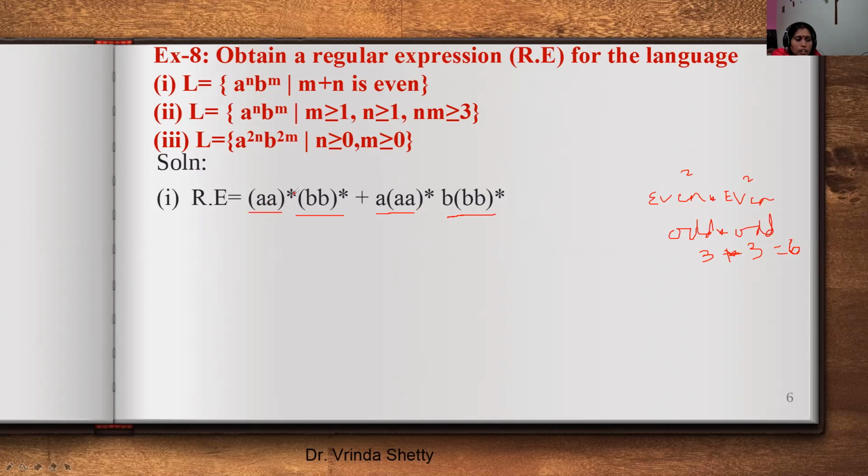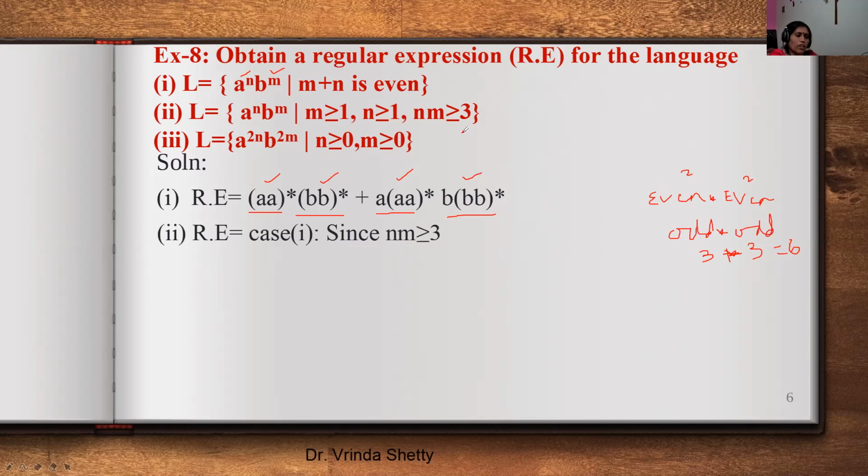So m plus n is even means if you take this one, either it should have an even length or it should have both a and b. See here, a to the power of n is there, b to the power of m is there, m plus n is even. So here this is even length, n is even length, m is also even length. When I take these two, m plus n, I'll get it as an even length. This is odd length and this is also odd length. Odd into odd is going to be an even length. So this is the regular expression for a to the power of n, b to the power of m such that m plus n is even.